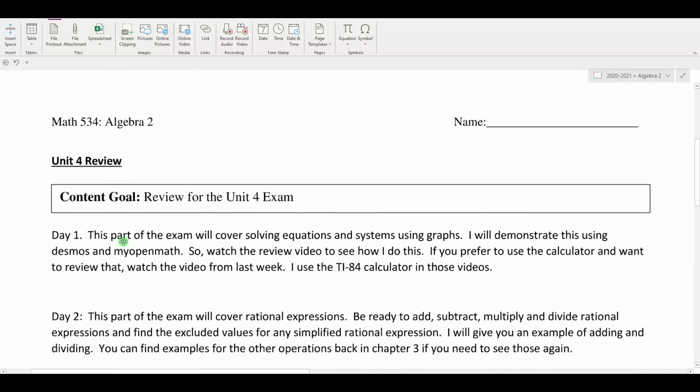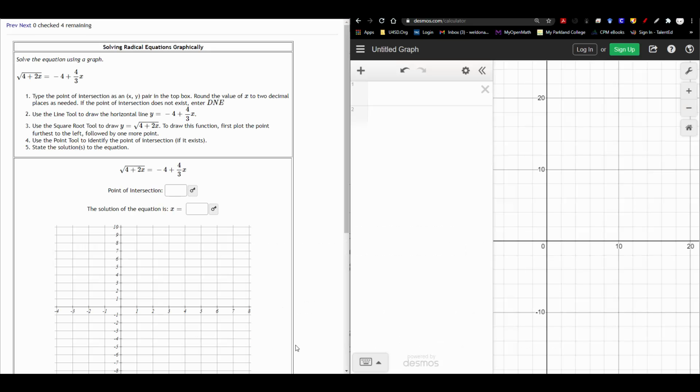We're going to start on the day 1 part, which is where we're going to solve by graphing. Okay, so I'm going to pull up a problem here, and you might recognize this one from last week on the quiz. So our goal is to solve this equation up here. We have the square root of 4 plus 2x, and we're setting that equal to negative 4 plus 4/3 x, right? And we want to solve this equation, right?